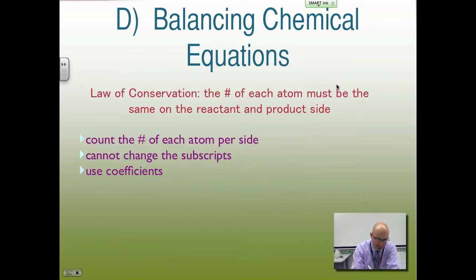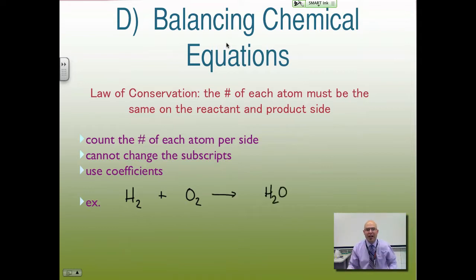Let's look at an example here, a really simple example. Let's say we have hydrogen reacting with oxygen to produce water. This is one that I had earlier. Okay, hydrogen reacts with oxygen to produce water. And again, that's the formula equation. Notice that hydrogen is diatomic, so I have the H2. Oxygen is diatomic, so I have the O2. And then water, I wrote the correct formula. I didn't write H2O2. Okay?